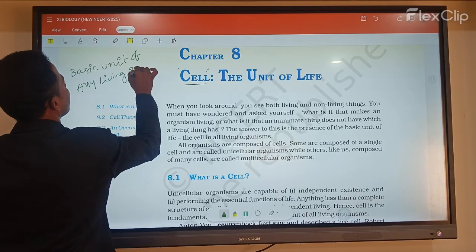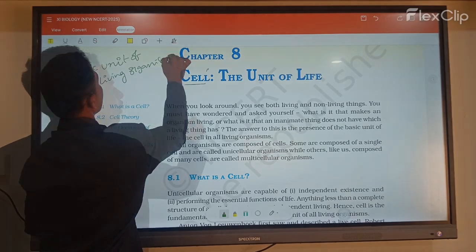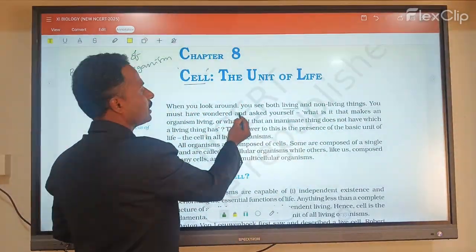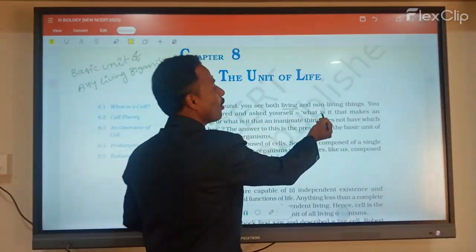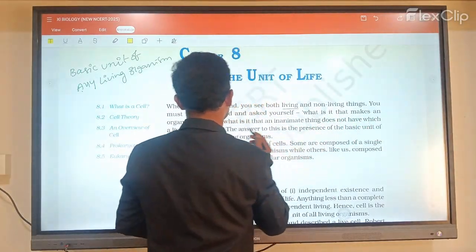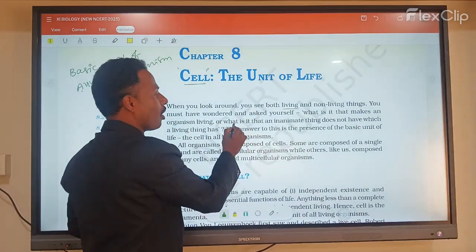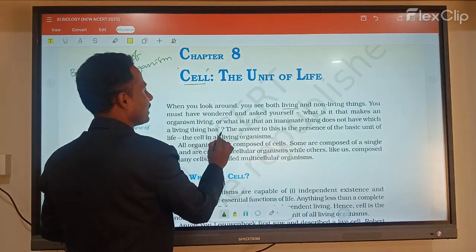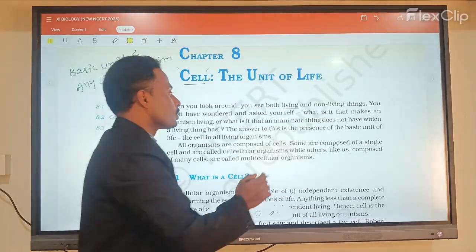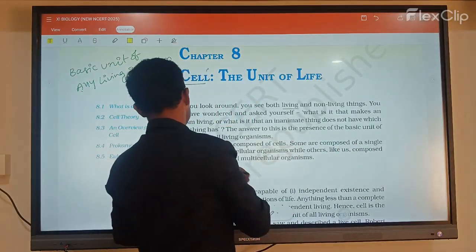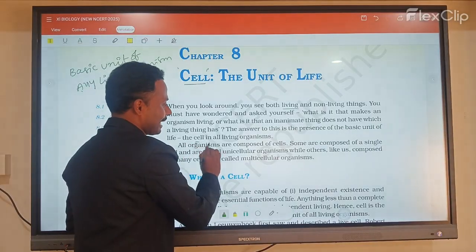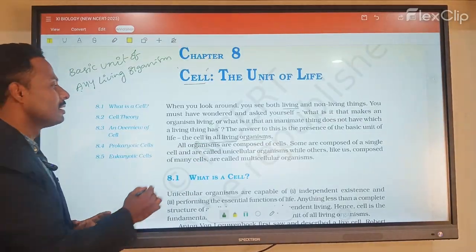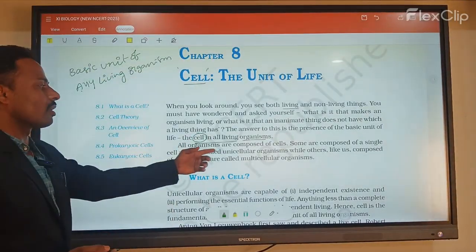When you look around, you see both living and non-living things. You must have wondered and asked yourself, what is it that makes an organism living, which inanimate things do not have but living things have? The answer is the presence of the basic unit of life, the cell, in all living organisms. Any particular living organism consists of cells. All living organisms are composed of cells.